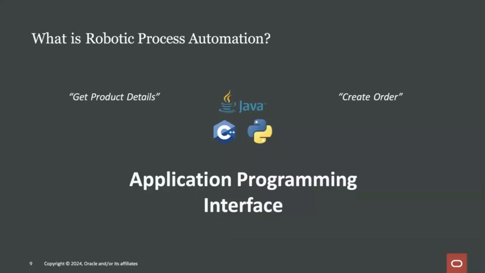Some of the examples: let's say you have a SaaS system where you need to create an order from some sort of external event, so it's an API. Or you want to send details inside the SaaS system to some other application. Get product details is another example of an API. The majority of the enterprise applications we use nowadays have APIs, but there might be some which do not.